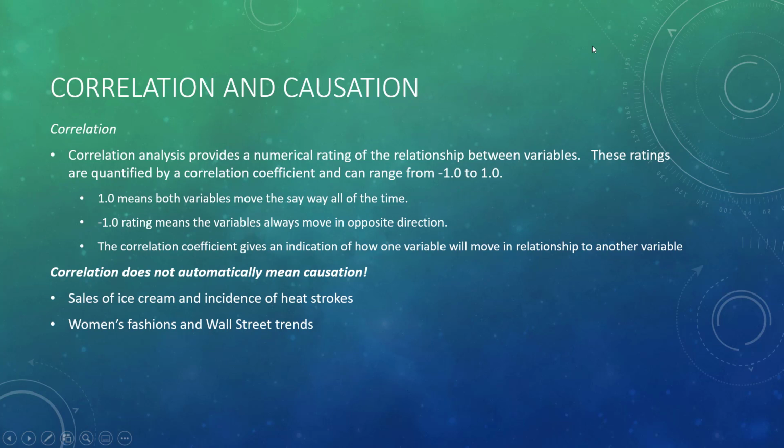Correlation and causation. Correlation analysis provides a numerical rating of the relationship between variables. These ratings are quantified by a correlation coefficient and range from -1 to 1. So the three meanings. If the correlation analysis provides a positive 1, that means that both the variables will increase in the same direction all the time.